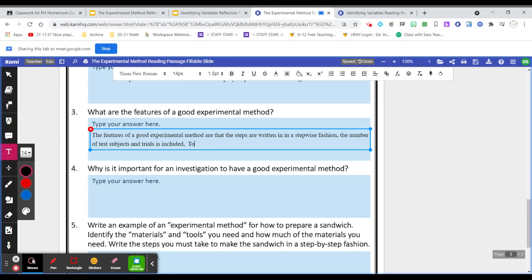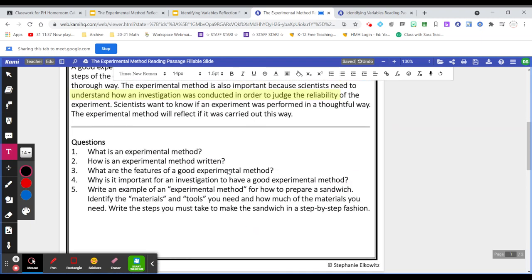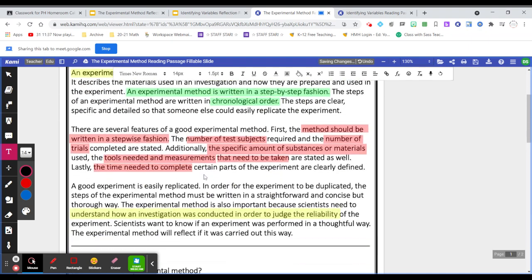So I'm going to include tools and measurements needed as well. Then you can say measurements that need to be taken, right? That can be your 4th one.